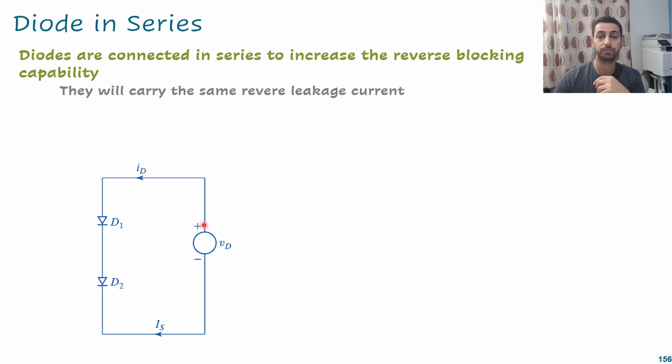If this source is pushing current in the forward bias like this, both diodes will drop some voltage across themselves and there is no problem, and they will carry the same current. However, if the source polarity is reversed, that voltage should be blocked by these diodes. During blocking some leakage current will go through these diodes, and because they are in series they will carry the same reverse leakage current.